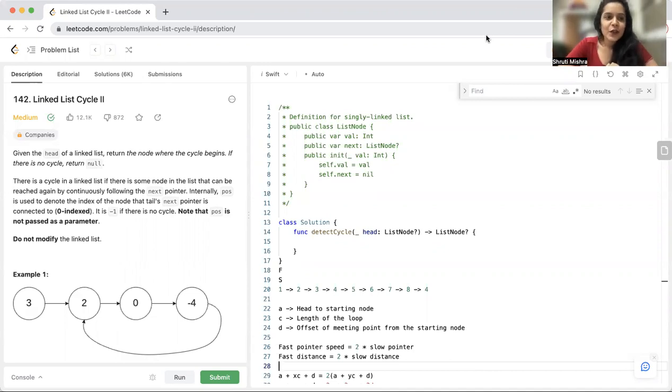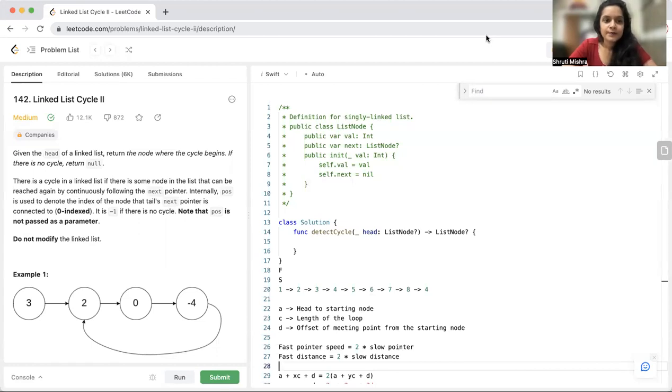So today we are going to solve a problem called linked list cycle 2. It is a variation of the problem we did in the last video, which was to detect whether a linked list has a cycle or not. In this question, we are asked to return the node where the cycle begins, the starting node where the loop actually begins. And if there is no cycle, return null.